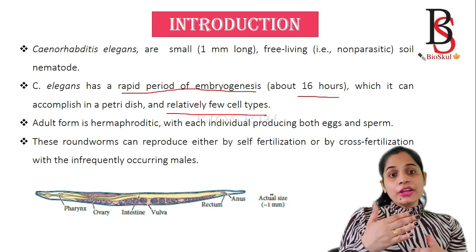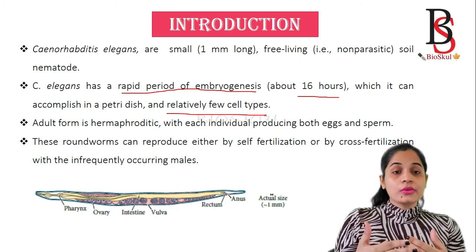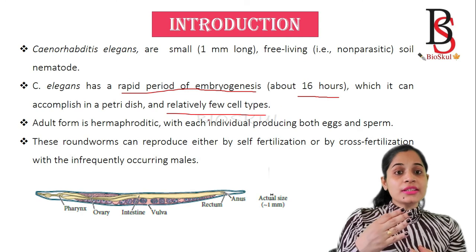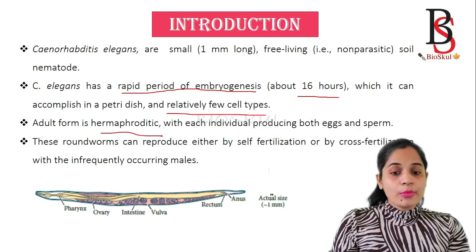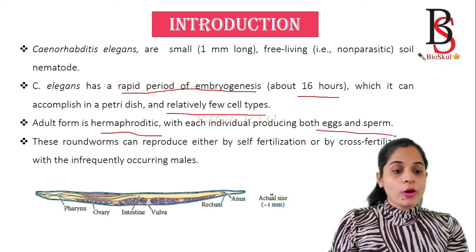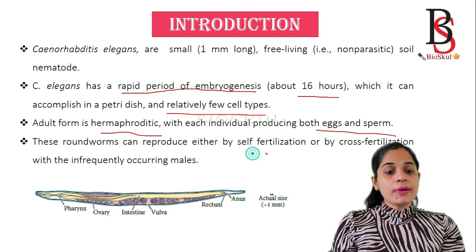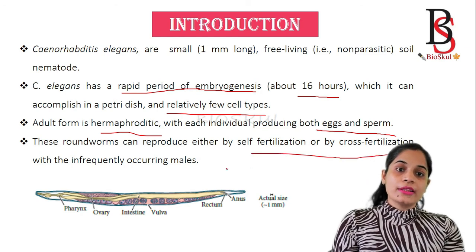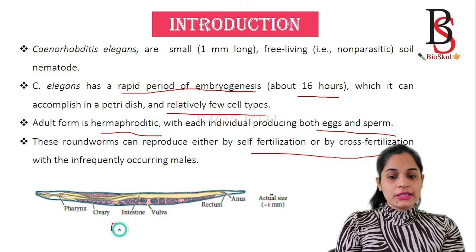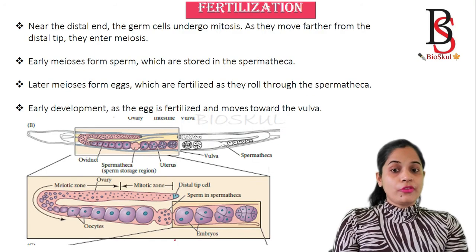Earlier in the life of C. elegans, they are male. When they grow up, the eggs are developed. So the adult C. elegans are hermaphrodites, and they produce both sperm and eggs. This roundworm can reproduce either by self-fertilization or by cross-fertilization. So this is the structure of C. elegans. Now we'll see the fertilization.